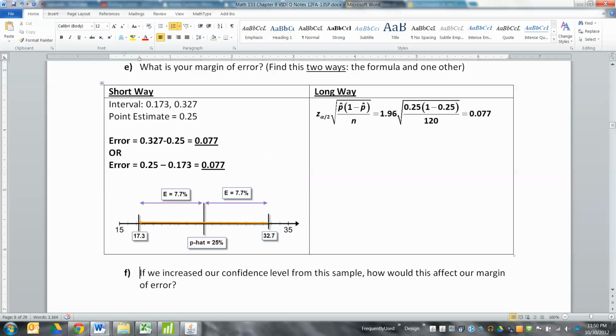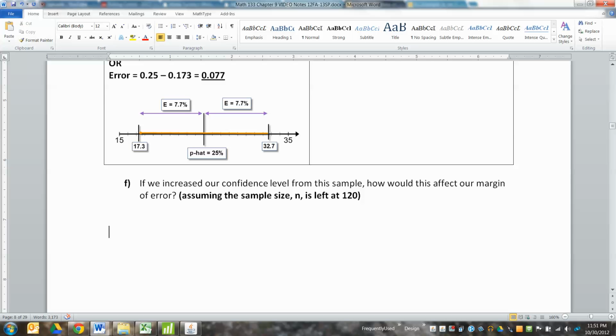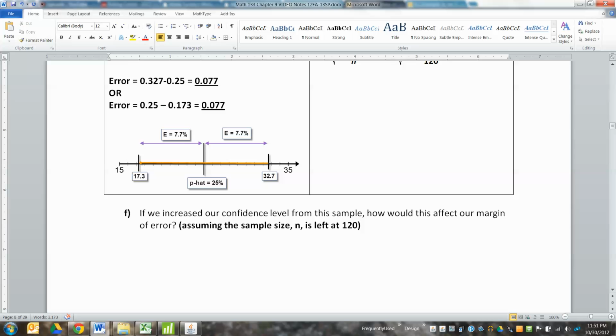All right. Now, if we increased our confidence level, how would that affect our margin of error? And that's assuming, by the way, that everything else is left the same, assuming sample size n is left the same, and is left at 120. Just on a side note, you could always increase your sample size, and that's going to affect things as well. But we're going to assume that we're still sticking with the same little scoop of 120 beads. If you want to increase your confidence level, what's that going to mean for your margin of error?